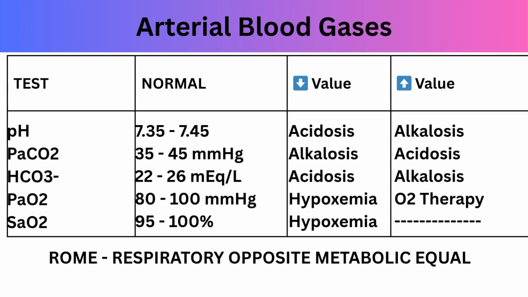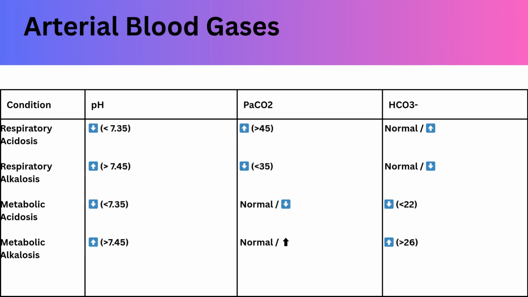Don't forget the mnemonic for remembering pH, carbon dioxide, and bicarbonate: respiratory opposite, metabolic equal. Now let's understand the four main acid-base imbalances. Respiratory acidosis: low pH, high carbon dioxide. Respiratory alkalosis: high pH, low carbon dioxide. Metabolic acidosis: low pH, low bicarbonate. Metabolic alkalosis: high pH, high bicarbonate.